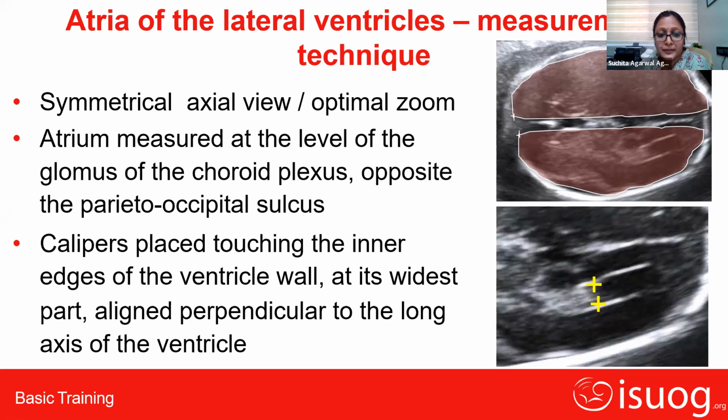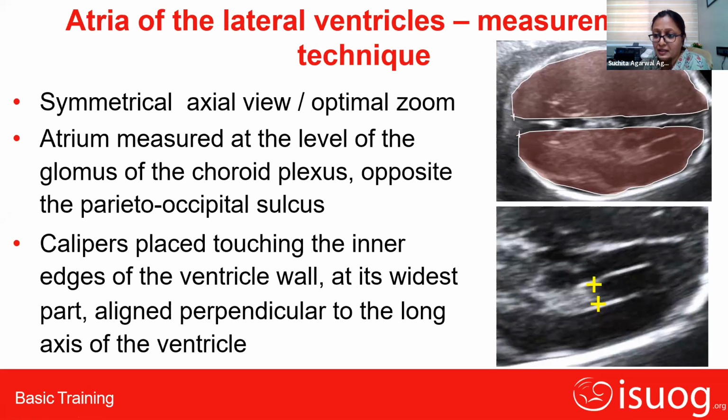So where should the calipers be placed? The placement of calipers is also important, as we do in the NT scan. The calipers should be placed touching the inner edges of the ventricular wall. This is the inner edge of the ventricular wall. It is the widest part, and it should be aligned perpendicular to the long axis of the ventricle.